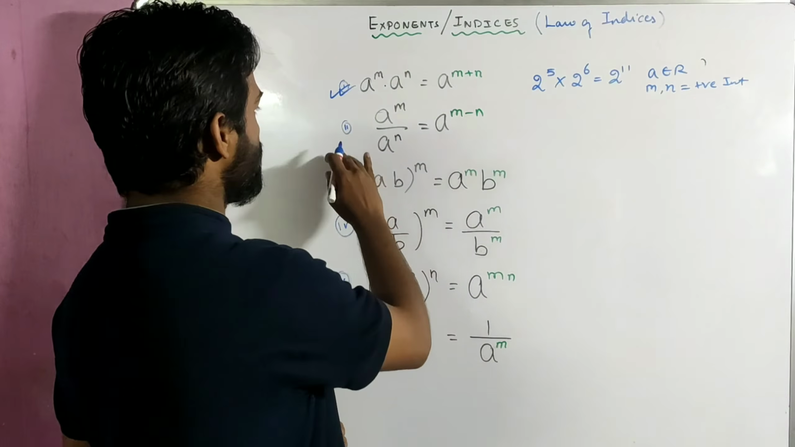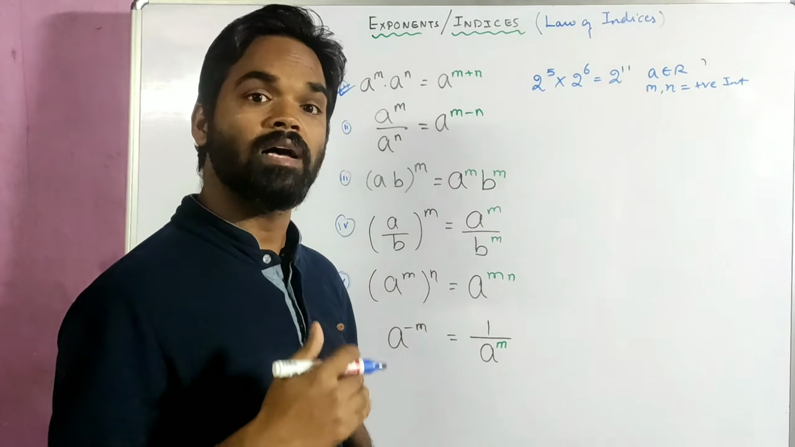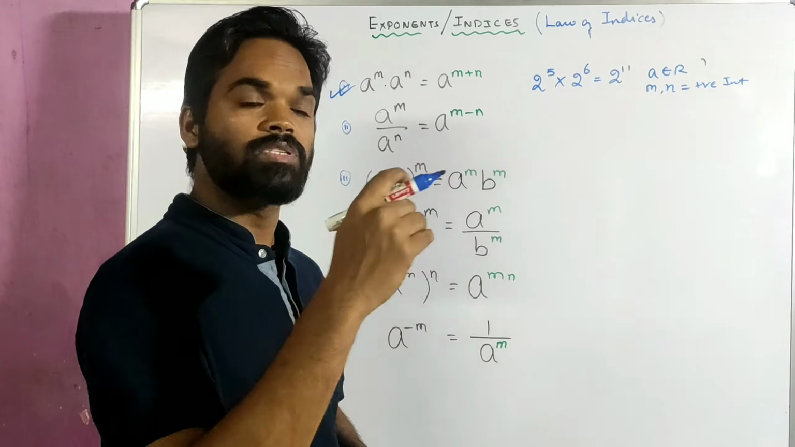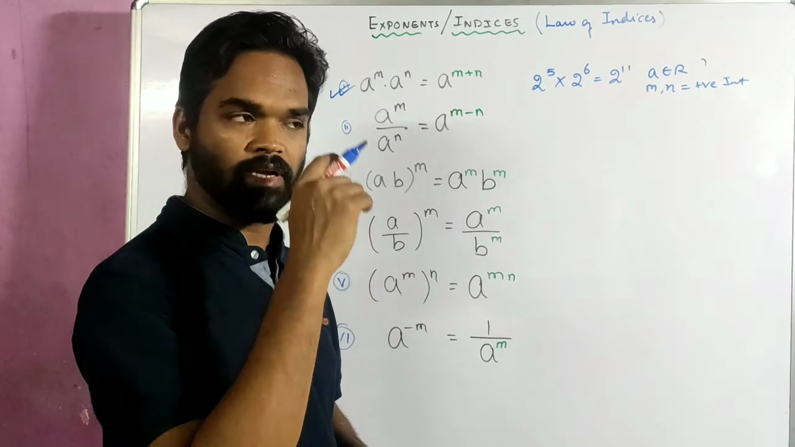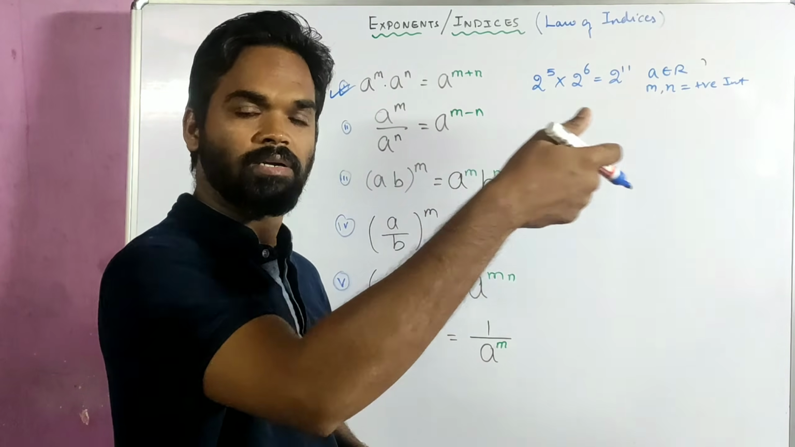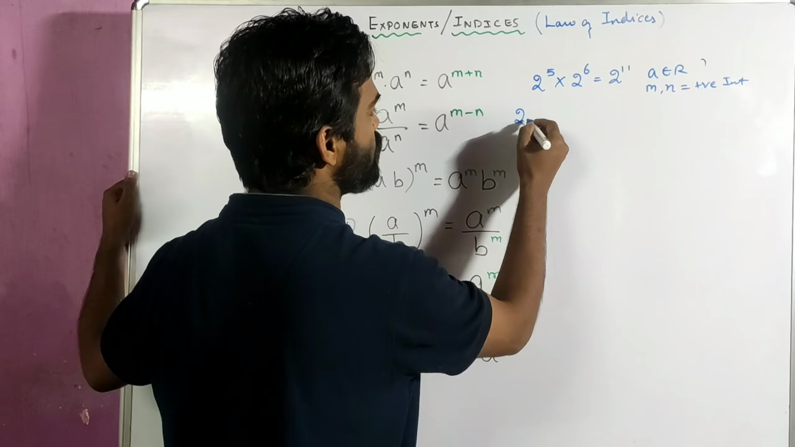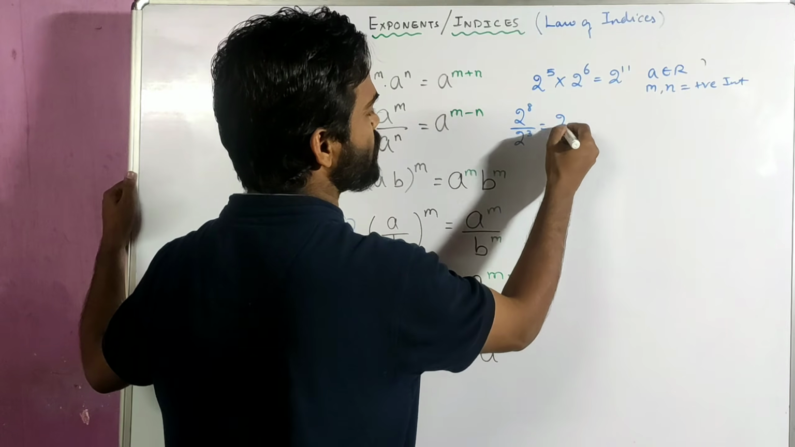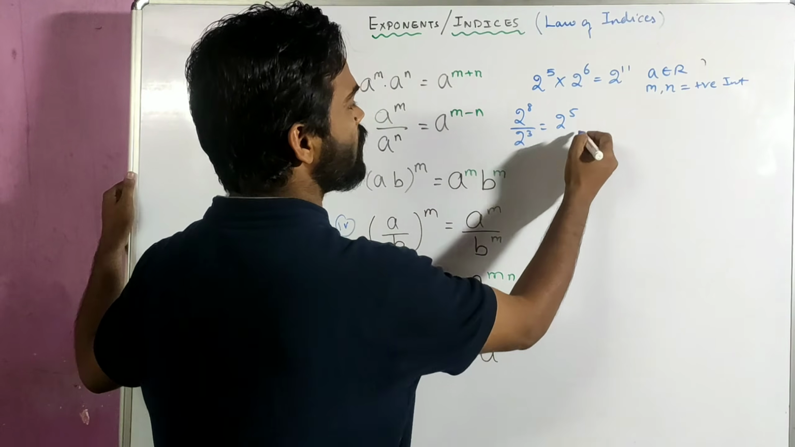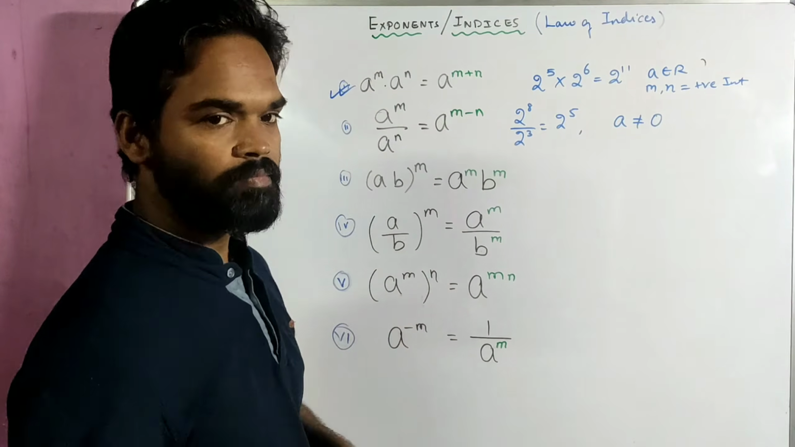Done. Next case, in case of division, if the bases are same, you simply subtract the exponent, which is the exponent of the numerator minus the exponent of the denominator. For example, if you have 2 to the power 8 by 2 to the power 3, so this becomes 2 to the power 5. Of course, over here a is not equal to 0.